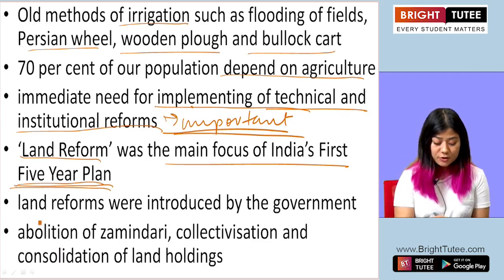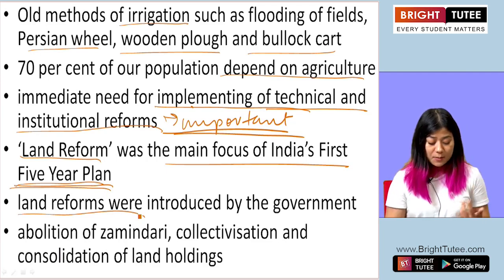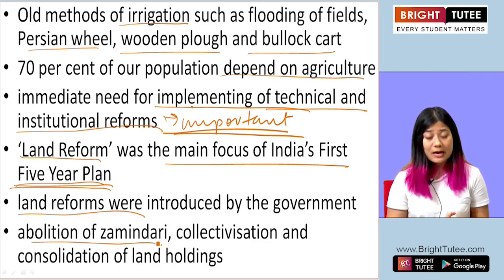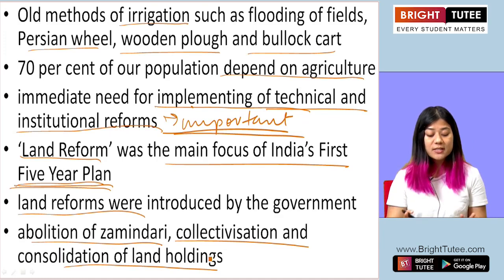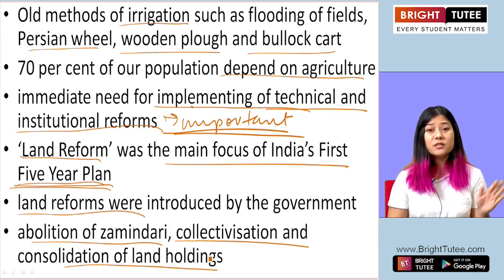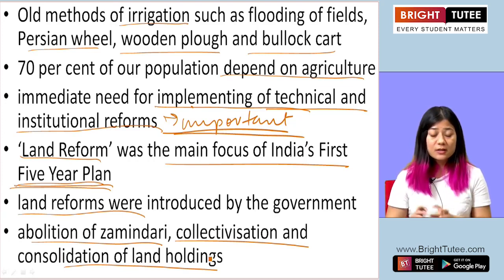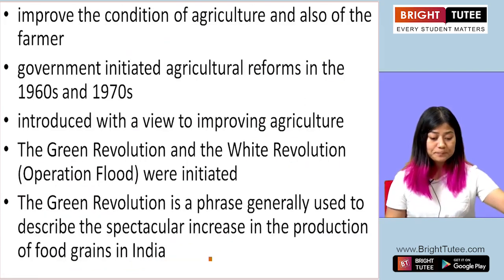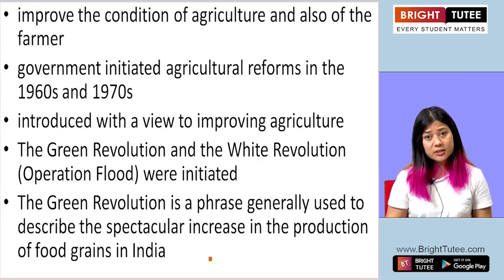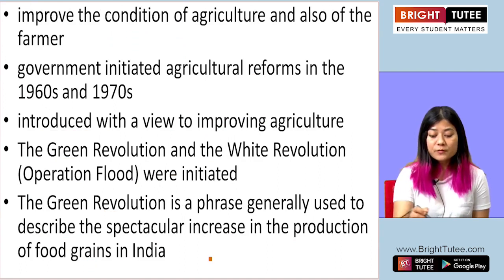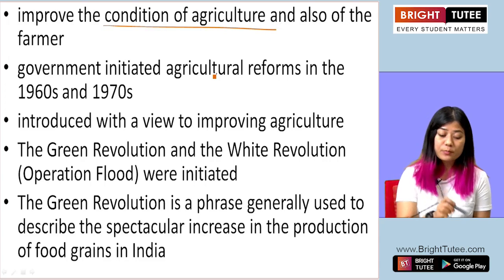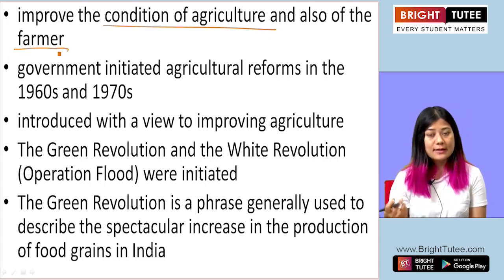The government introduced various land reforms, and some of them were abolition of the zamindari system, and collectivization and consolidation of land holdings. So they made changes in the land holding system. They removed zamindars from being the sole owner and exploiting the landless farmers or the laborers who worked on the zamindar's land. These reforms were implemented to improve the condition of agriculture and also the condition of the farmers and the landless laborers.